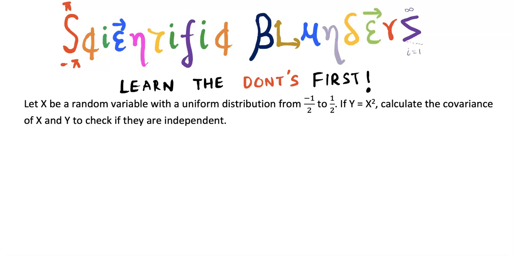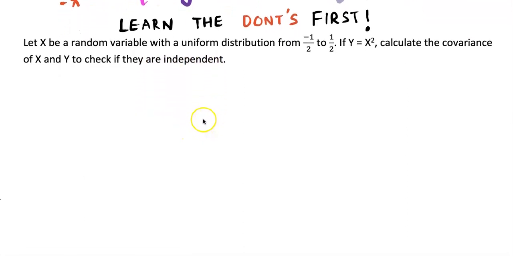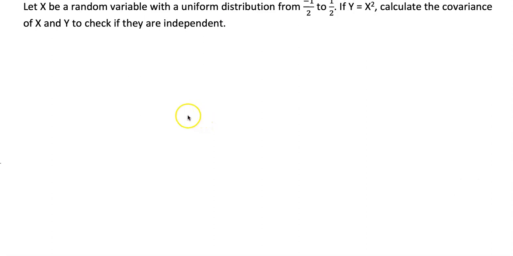So here's the problem. Let x be a random variable with a uniform distribution from -half to half. If y equals x squared, calculate the covariance of x and y to check if they're independent. Alright, so let me create some space here. There we go.